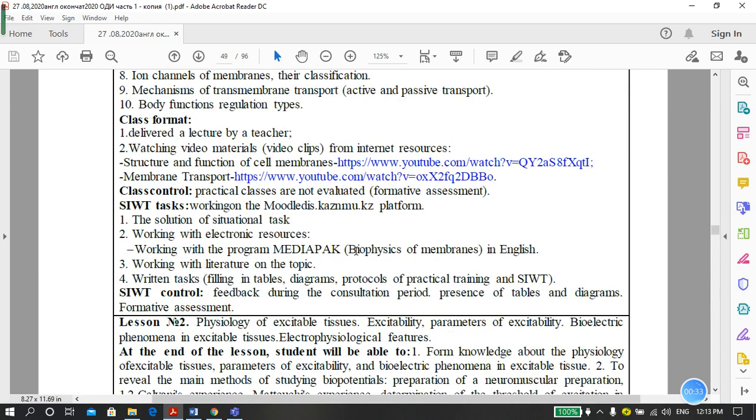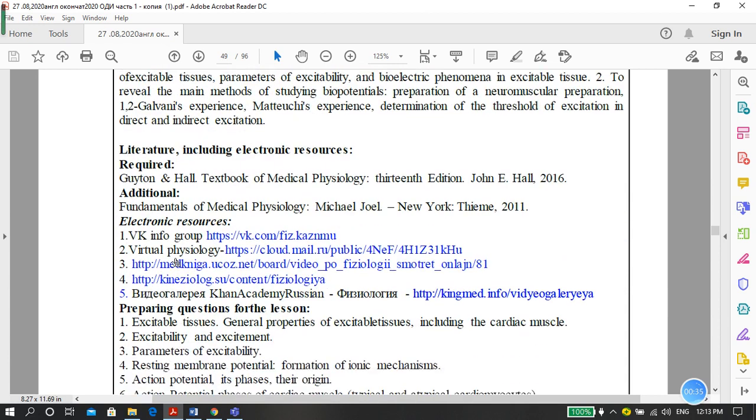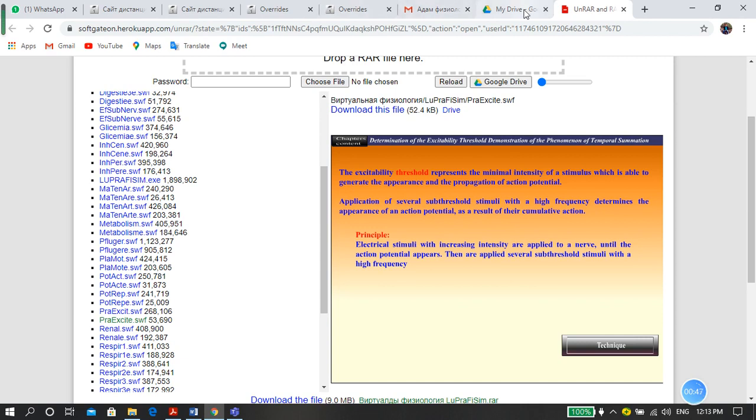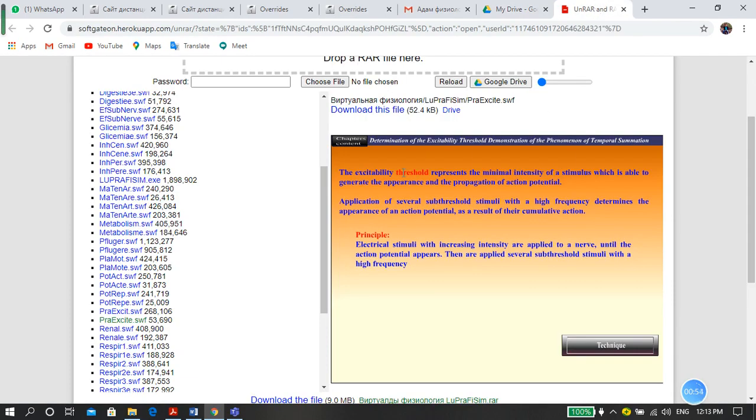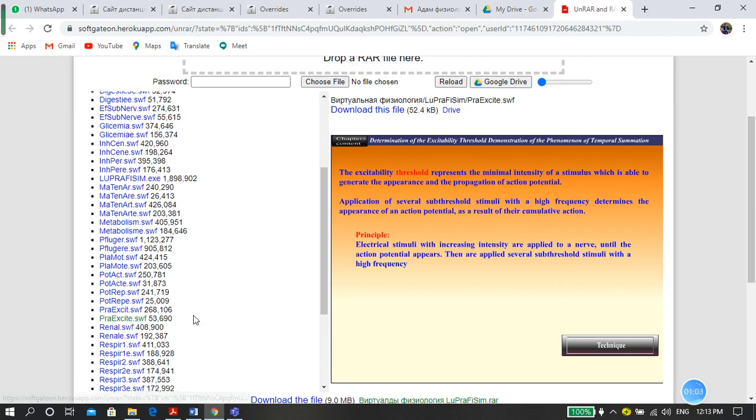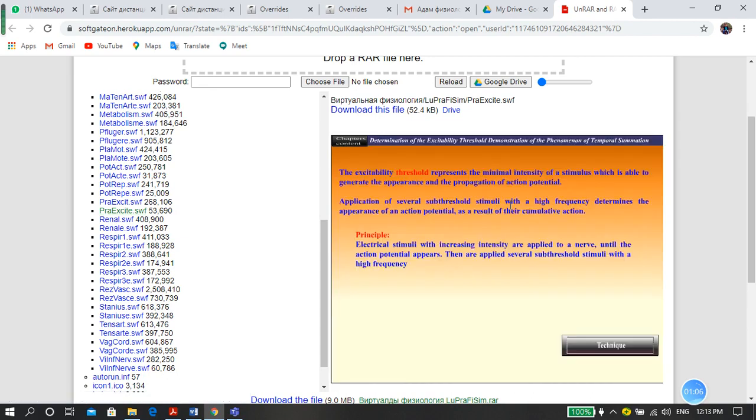This is lesson number 1. We have lesson number 2. We have virtual physiology. You can download it from here, and I downloaded it, but it cannot run on my computer, so I just uploaded it to my Google Drive, and then I use this program to open it, and this is our experiment to do. And I choose this one because this is the task we should do.